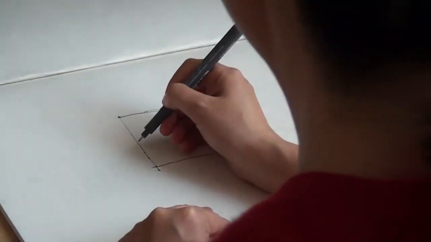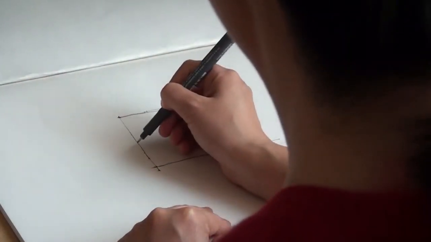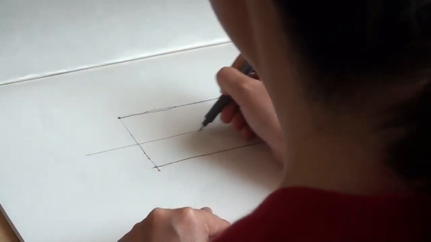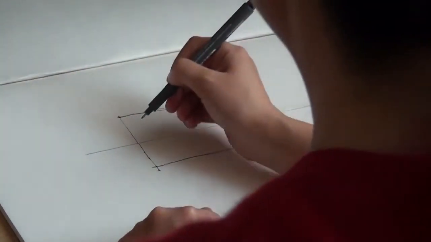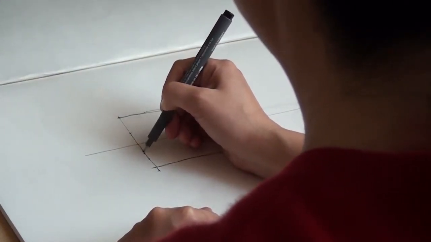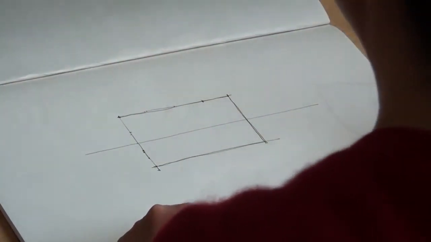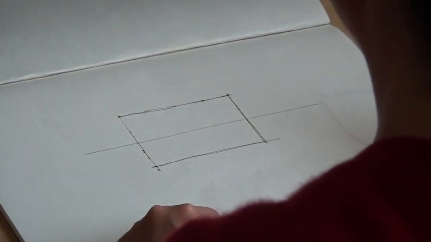So since that's 3 meters high, my eye level is 1.5, so it's roughly just in the middle of it. And my 1 meter height is here, here, here. Okay. So I decided where my vanishing point is.